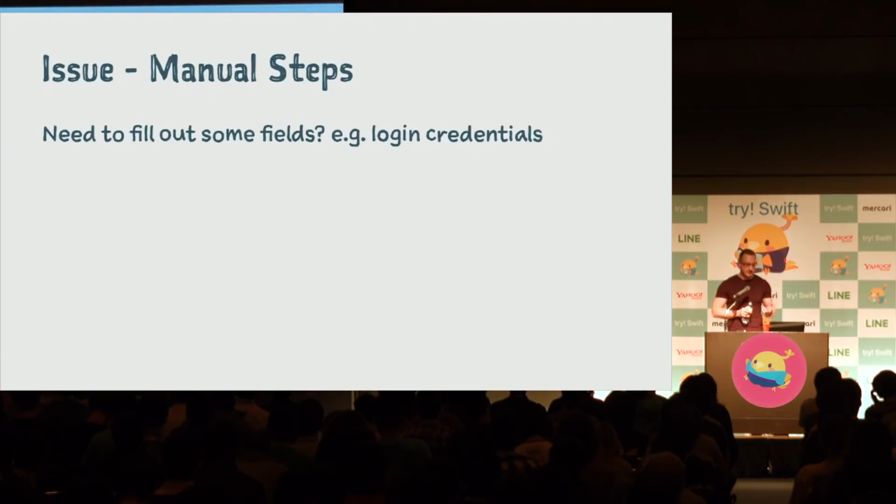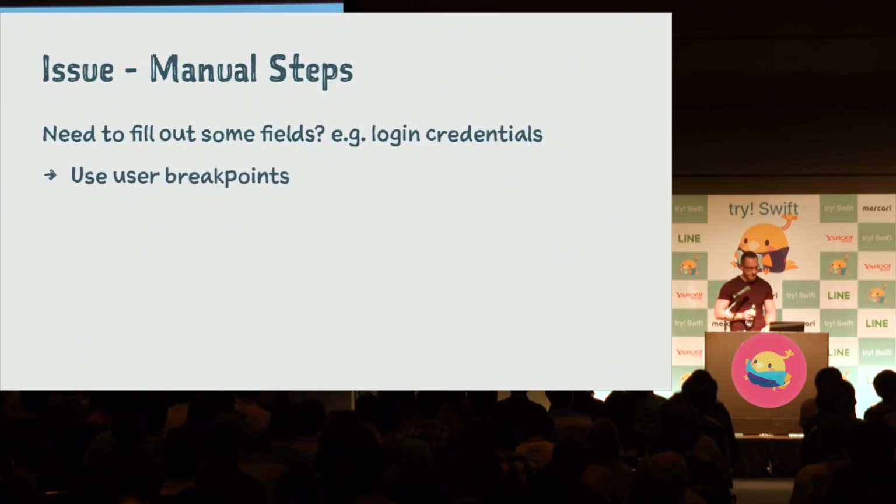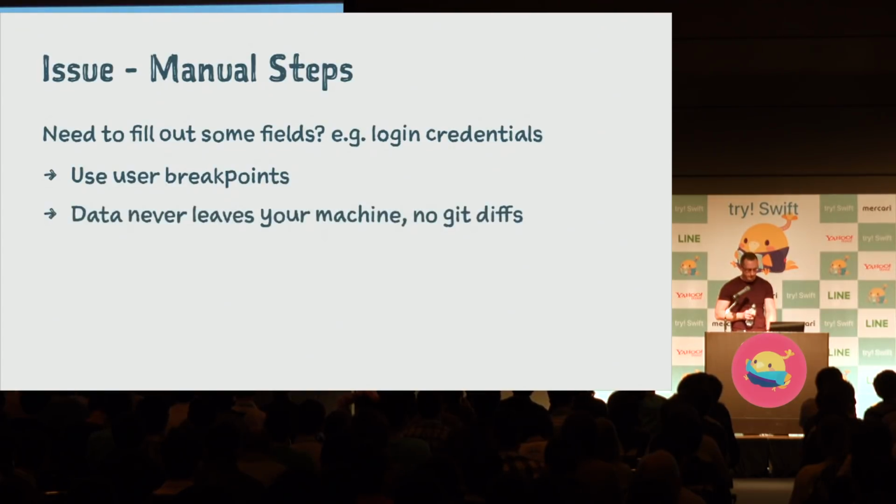The easiest way to fix this is to use user breakpoints. When you add a breakpoint, it allows you to execute an expression each time the breakpoint is reached. So you can go to your view and add a breakpoint that will automatically fill in your login credentials. And user breakpoints never leave your machine. They don't generate code changes, and they're never committed to your repository. So you're safe to store some sensitive data even there.